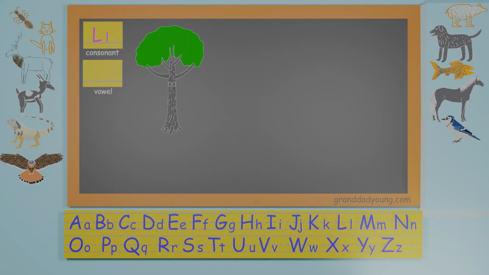Oh, that's a tree. We will talk about trees in the T video. Right now, I would like to talk about a log. A log is a tree that has been cut down, and all of its limbs removed.